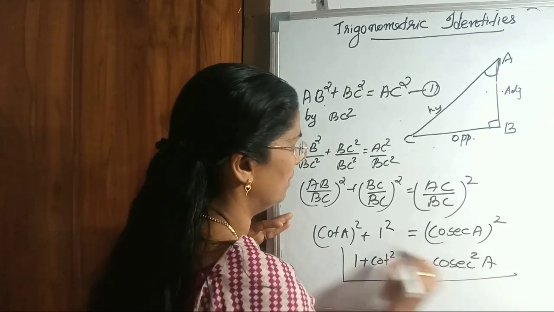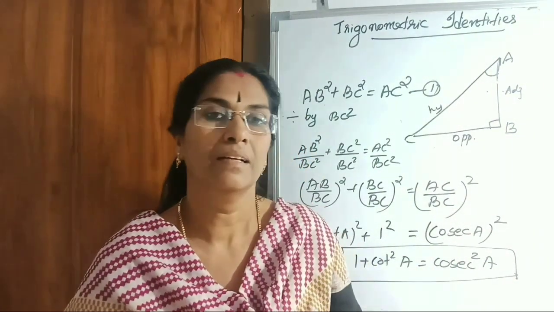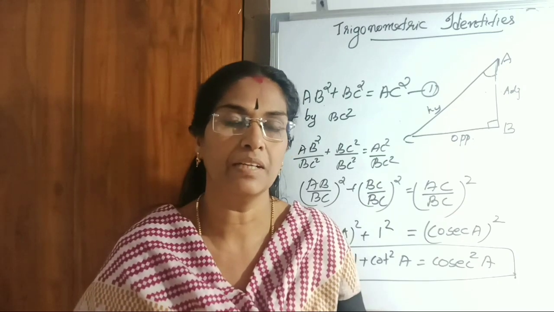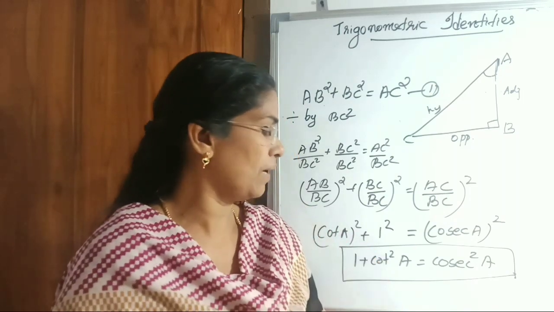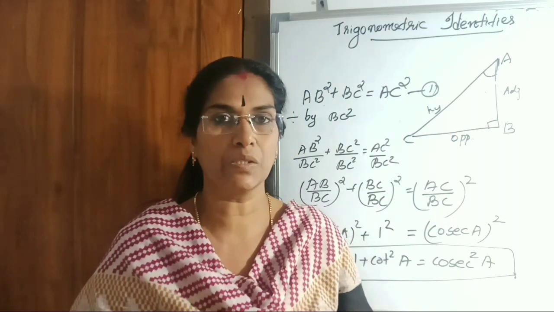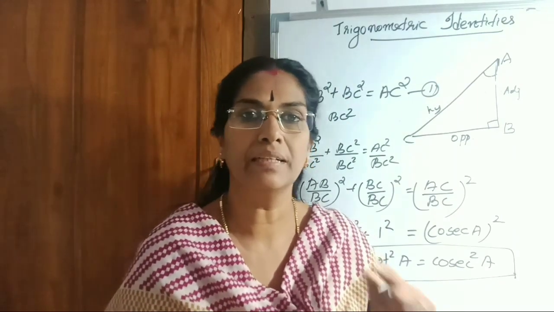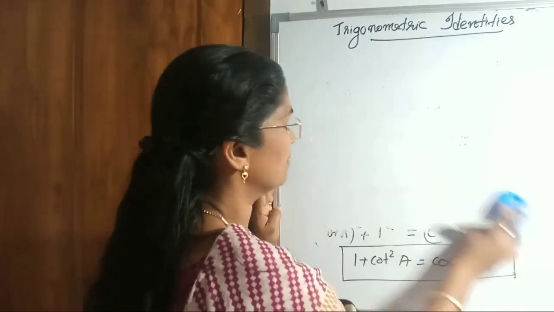This is our third identity. We learned today 3 identities. First one, sin square A plus cos square A equal to 1. Second one, 1 plus tan square A is equal to sec square A. Third one, 1 plus cot square A is equal to cosec square A. We learned 3 identities. This you have to learn by heart. One more time we can write all the identities.